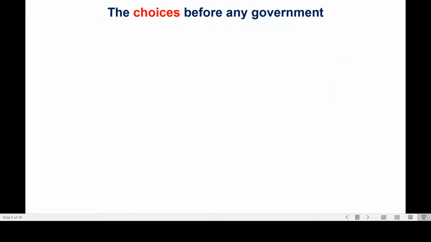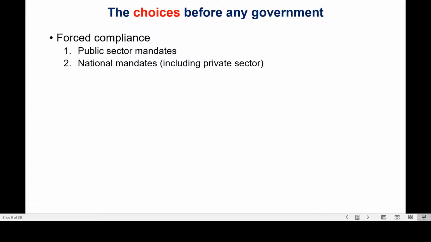So the choice before any government, therefore, is: do we do forced compliance? Do we force people to change? One way they could do that is through public sector mandates, because government is in charge of public sector things, and they can say, okay, for this public sector project, we want to mandate this or that. Another way is to apply national mandates that include the private sector. And how could they do that?